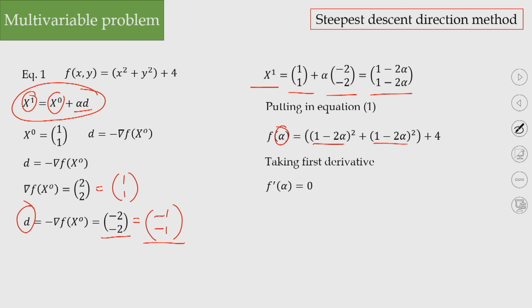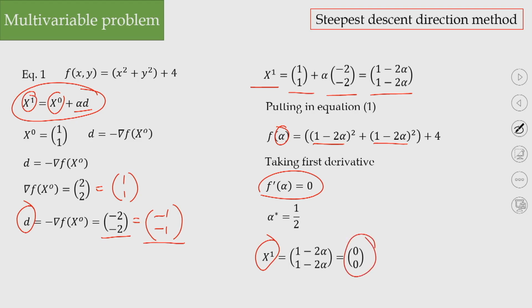Now, this equation is in terms of alpha. Now, you take the derivative, okay. First derivative, you apply the necessary condition and you can find out the optimal value of alpha. So, in this case the optimal value of alpha is half. Okay. So, therefore, x 1 is equal to 1 minus twice alpha, alpha is half. So, you are getting 0, 0. So, in this case this is the optimal solution of this problem.